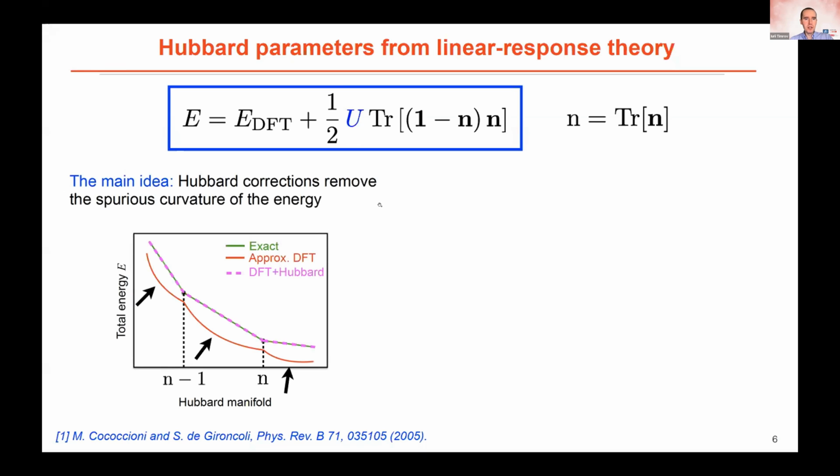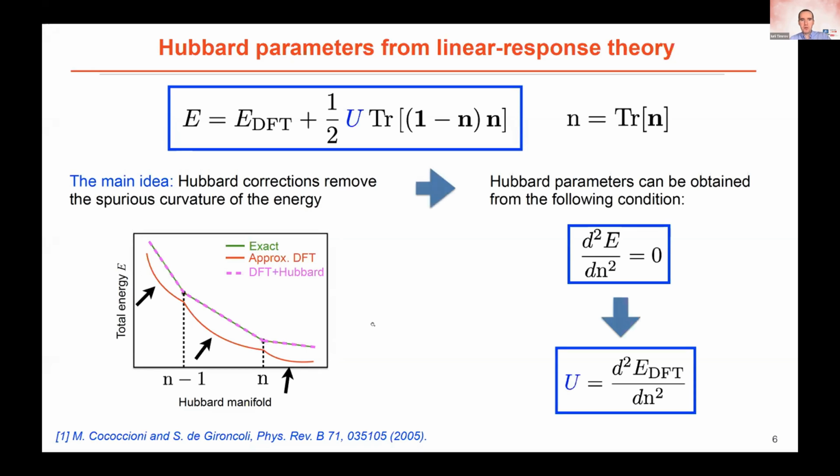We also saw this similar picture in the earlier talks. The main idea is that Hubbard corrections remove the spurious curvature of the energy. The exact behavior is piecewise linear. This is the total energy as a function of the number of electrons in the Hubbard manifold. The approximate DFT gives quadratic-like behavior, and we want to get rid of these curvatures. I indicate them with black arrows. So we want to remove the curvature.